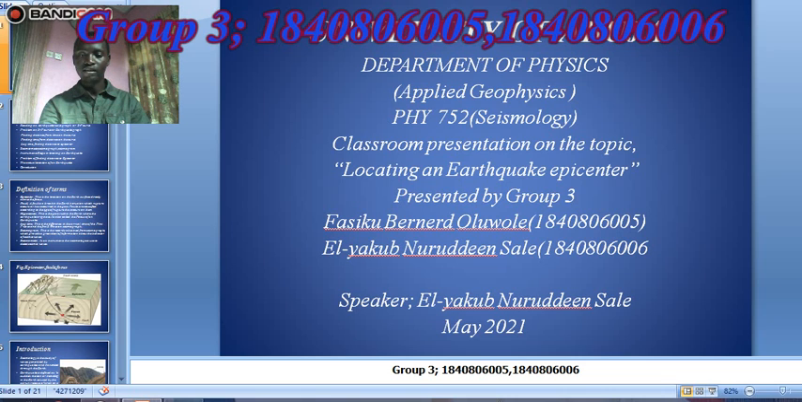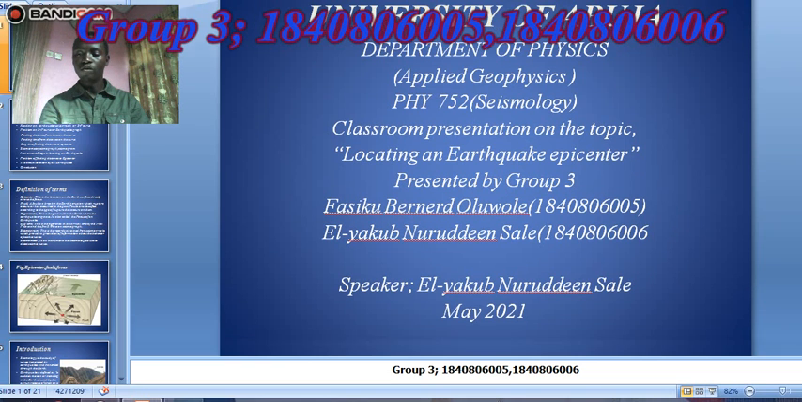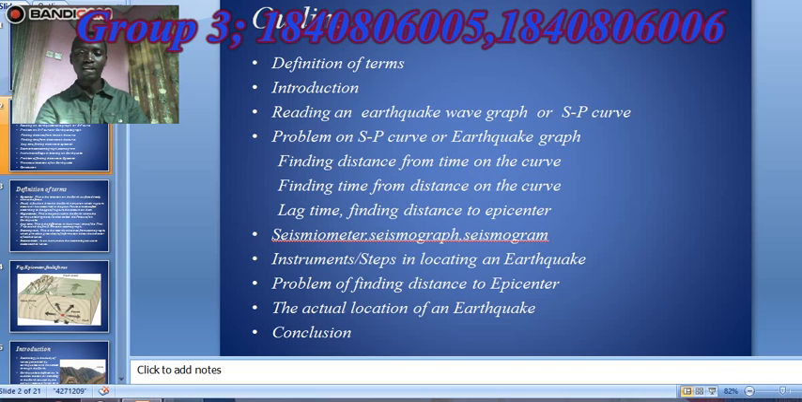And specifically, I'm going to present on the topic of locating an earthquake center, the epicenter, which is a very crucial topic as far as seismology is concerned. First, here is the outline of this presentation. We are going to be covering some seismological terminologies, the introductory aspect of it.